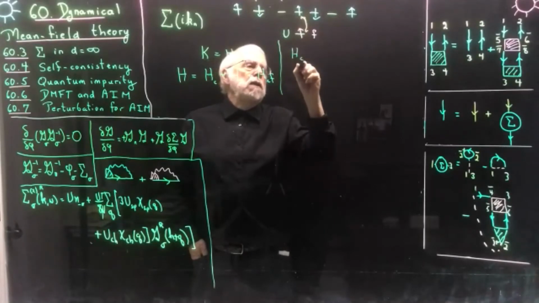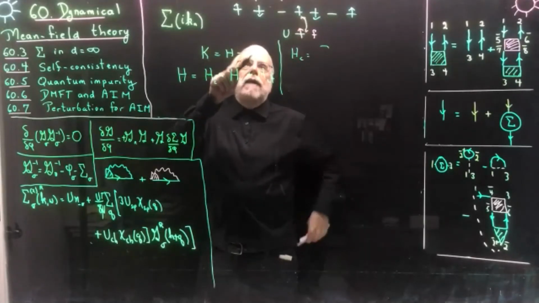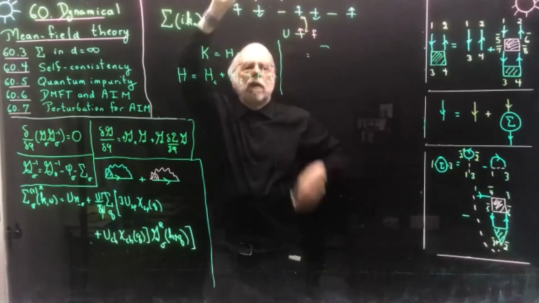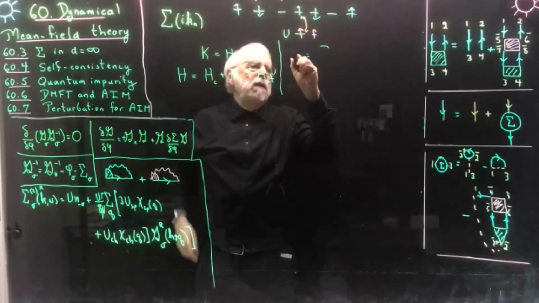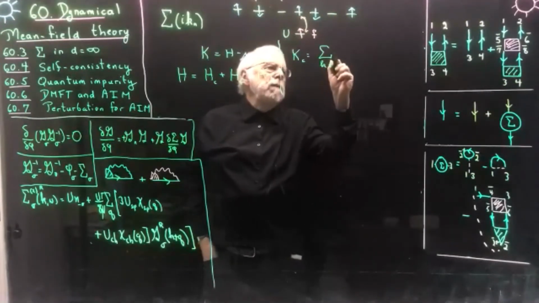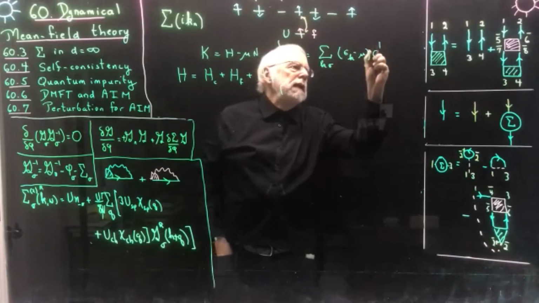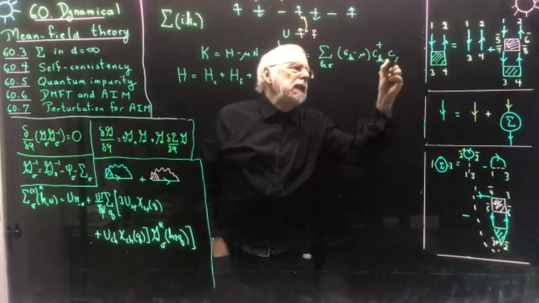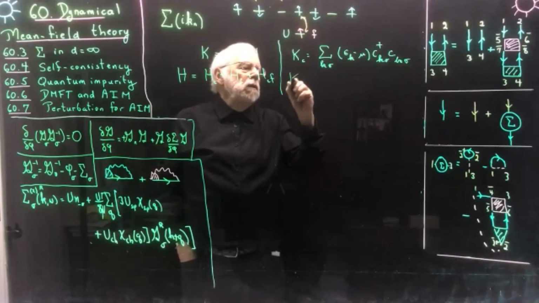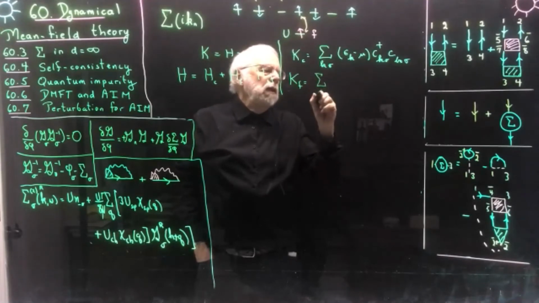So H conduction is just the sum. I will write. Now H includes the conduction electron and the F electron. So I will write K. K for the conduction electrons is the sum over k sigma of epsilon_k minus mu, c dagger k sigma c k sigma. Okay, simple. Now for the F electron, so K_f then is the sum over sigma.